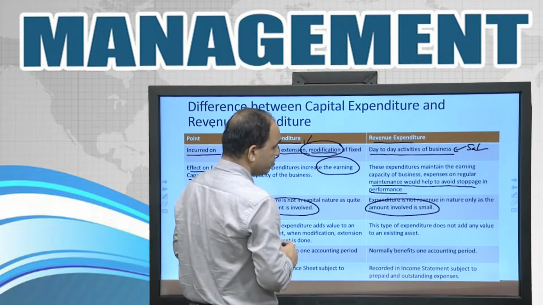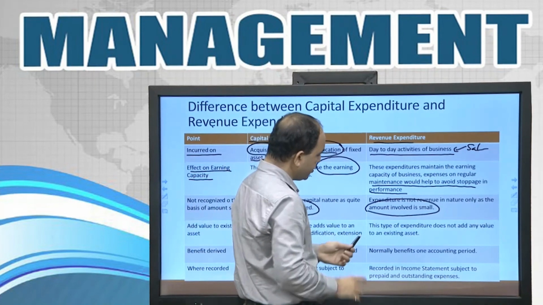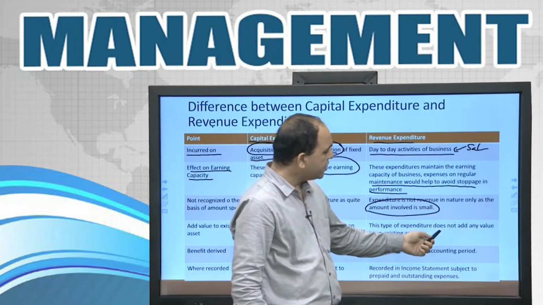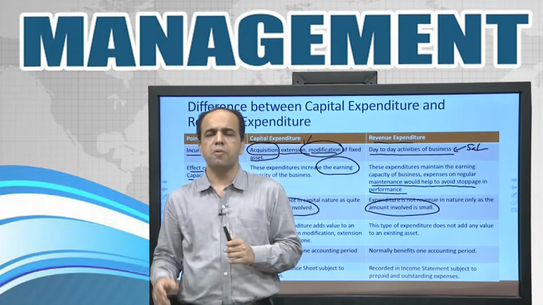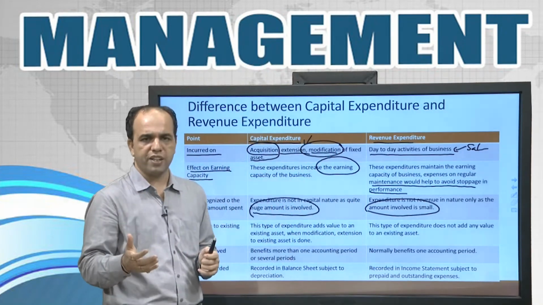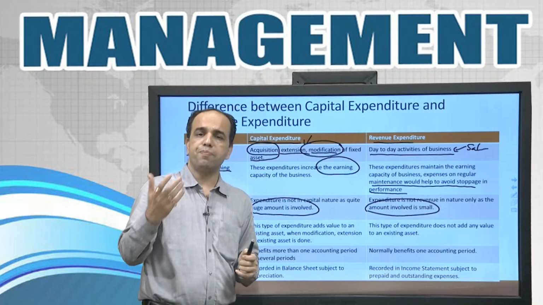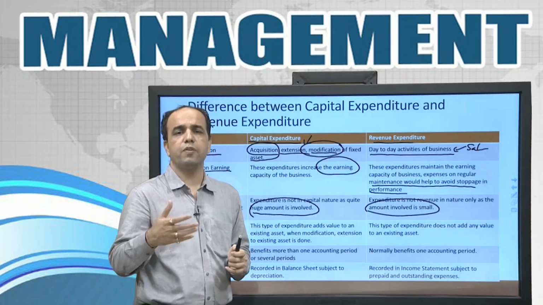While under revenue expenditure, this type of expenditure does not add any value to an existing asset. Friends, these are operating expenditure, meaning when we pay salary, when we pay rent, we pay taxes.